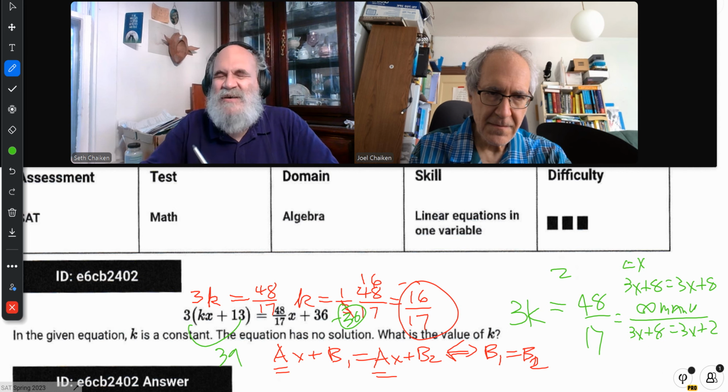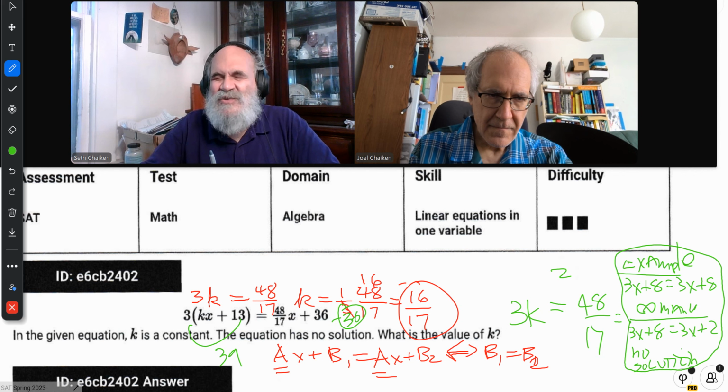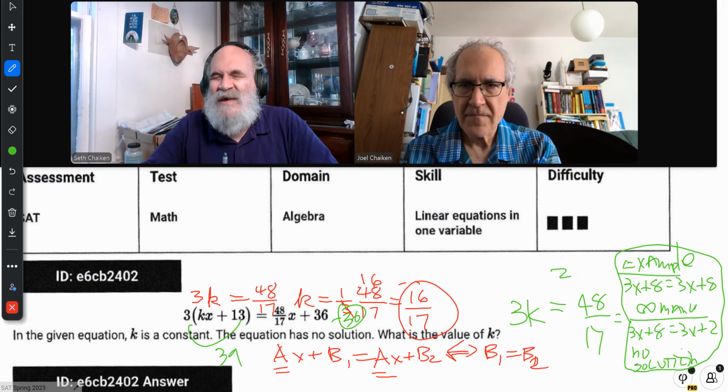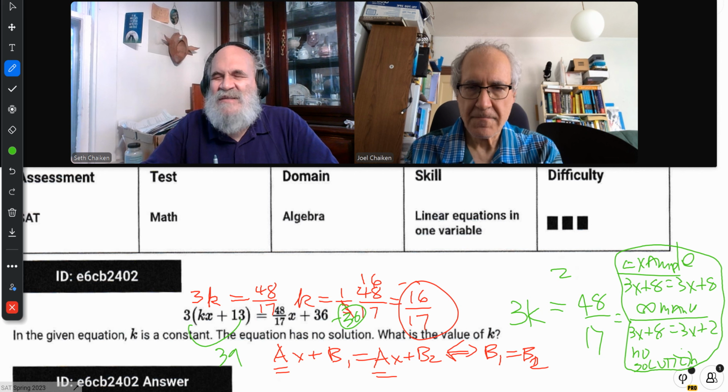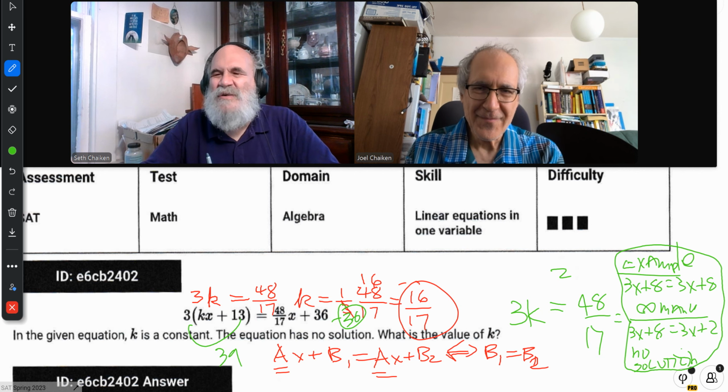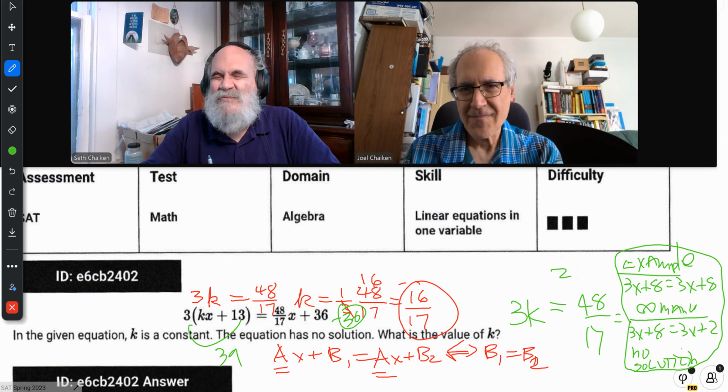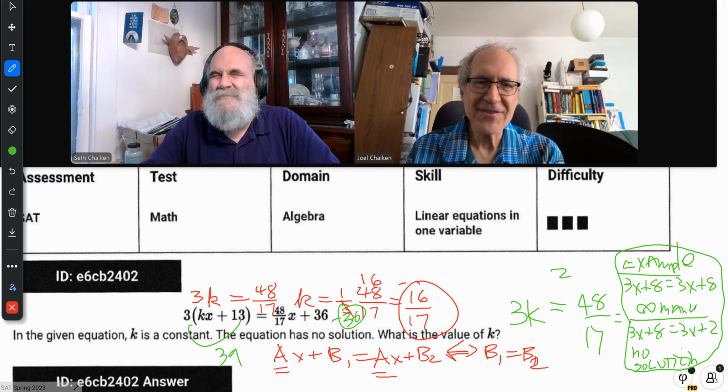So they're telling you in this situation, there's no solution. And the only way there could be no solution is that the coefficients of the x's are the same, and the constants are different. We already said all this. What they gave is consistent with having no solution.